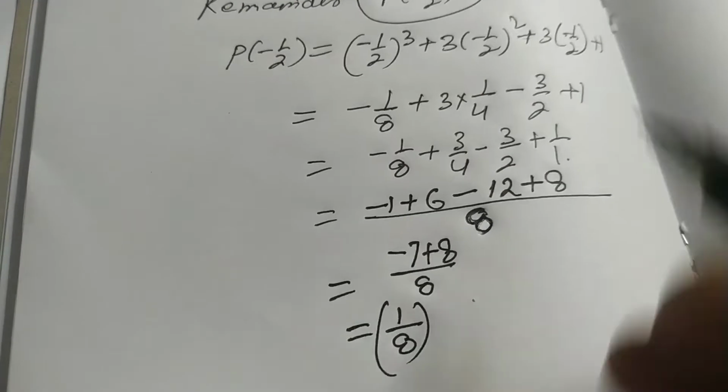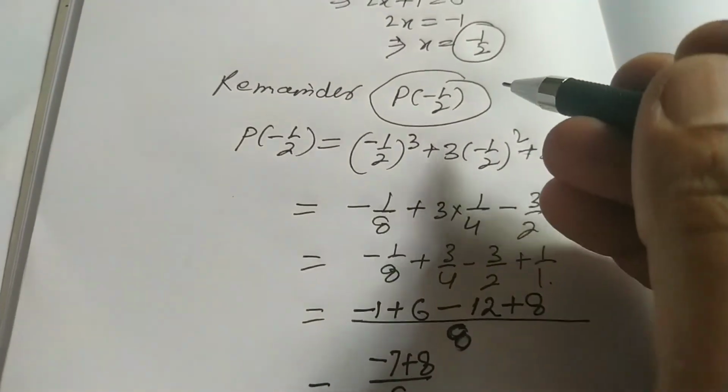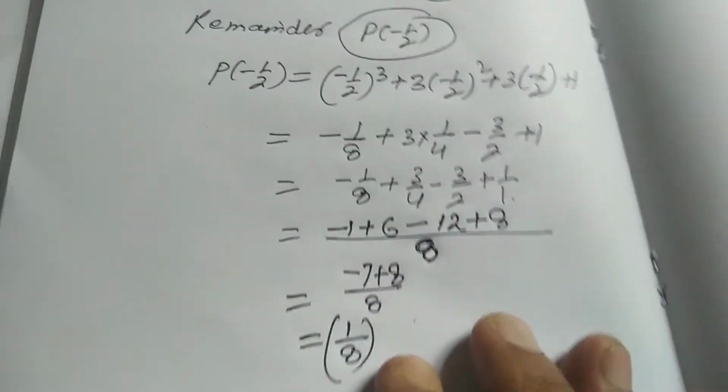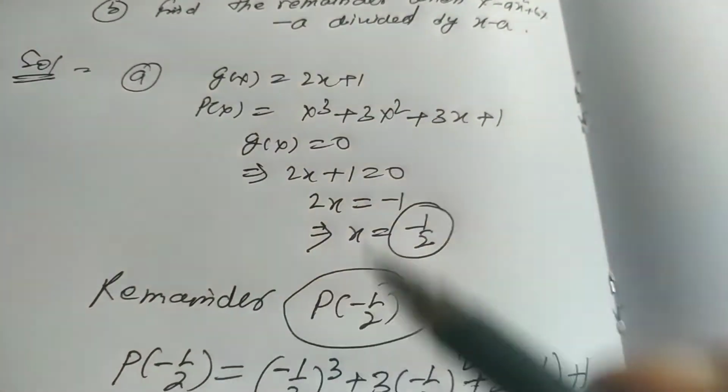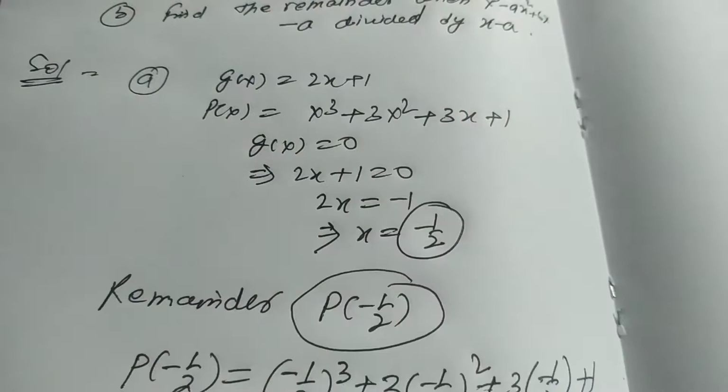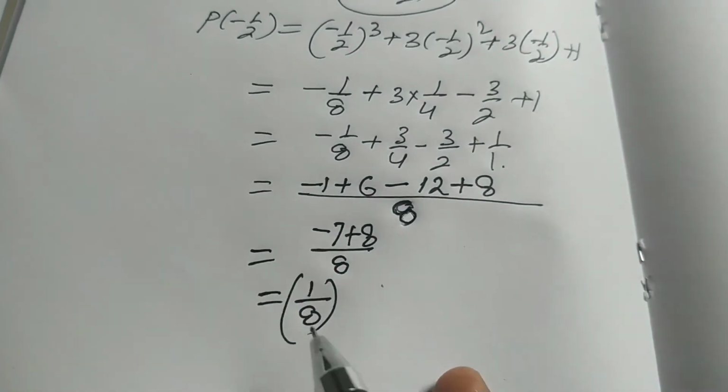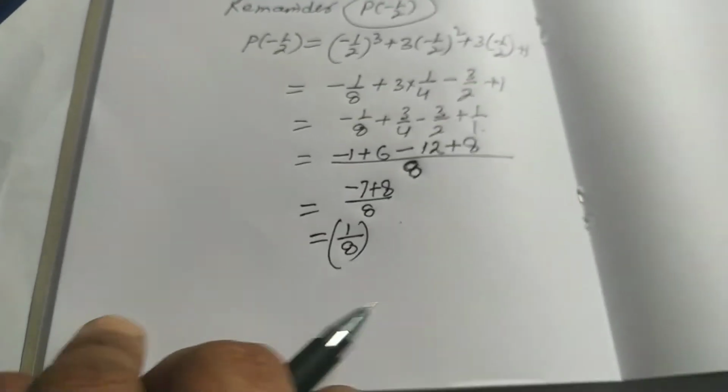So that is the remainder in our equation if I put x is equal to minus 1 by 2. And you can check it by the long division method. If you divide this p(x) by 2x plus 1, we get 1 by 8, right?